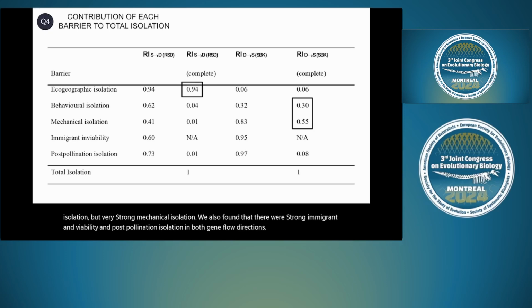For the overall contribution to reproductive isolation, in the one direction, we found that ecogeographic isolation made the largest contribution, but in the other gene flow direction, it was the combination of behavioral and mechanical isolation that is maintaining reproductive isolation between these subspecies.